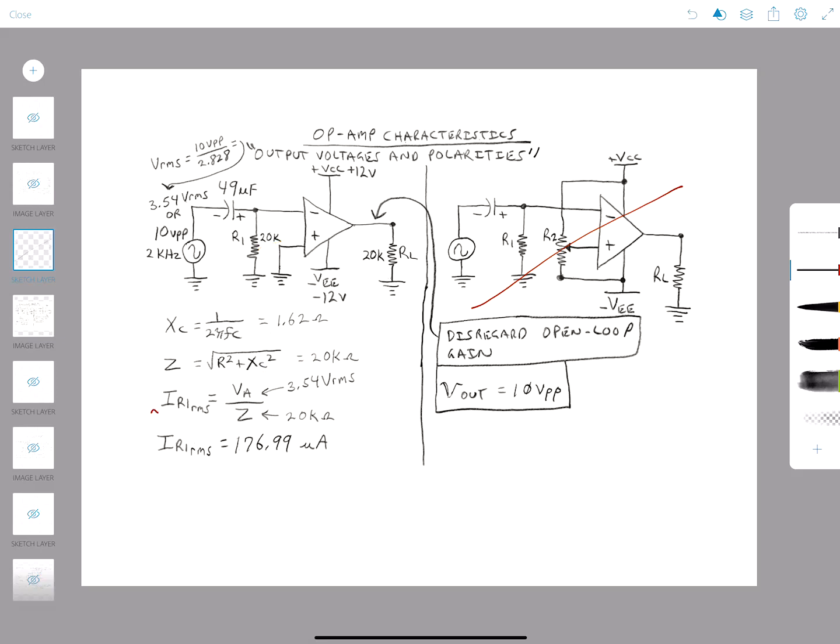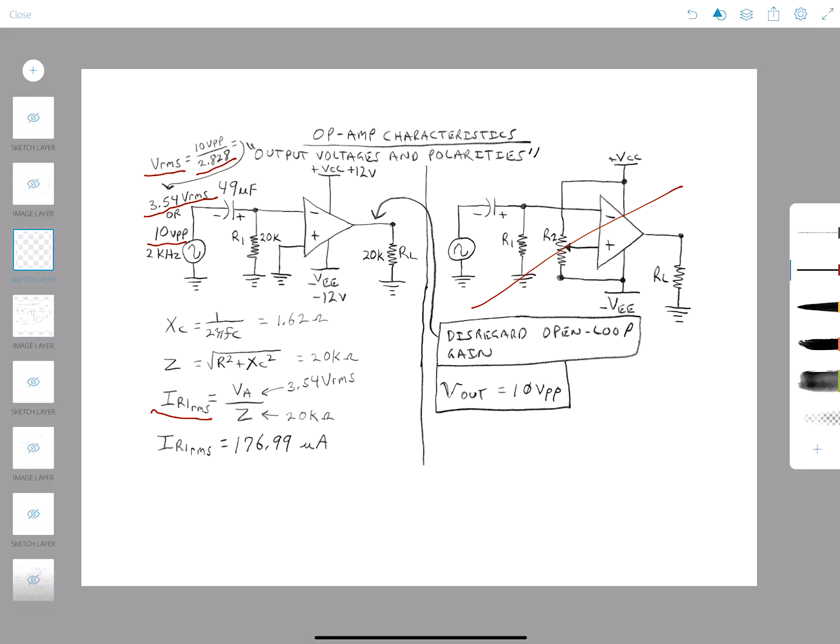All right, then we want to find out what our IRMS is. If for some reason it's given as 10 volts, in this case 10 volts peak to peak, the formula for the conversion to RMS would be that divided by 2.828. And that will give us our 3.54 volts RMS.